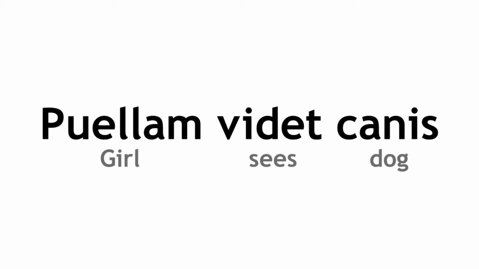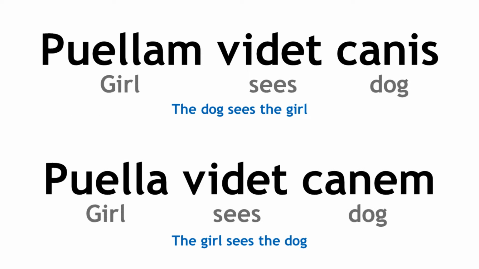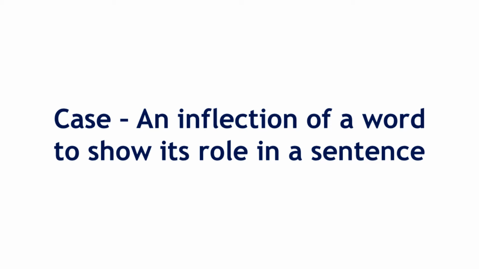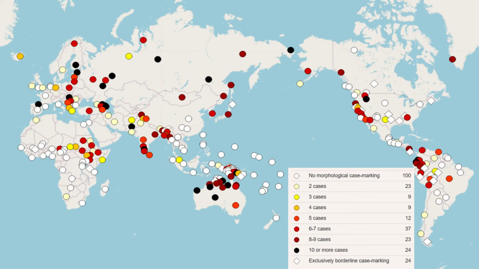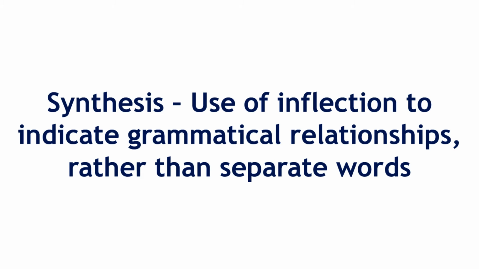How? Well, let's look at the sentence with the opposite meaning. Notice how the endings of the nouns change. This is a feature of Latin and many other languages called case. Cases are used to show the function of nouns, pronouns, or related words in relation to the verb. They're found in many languages across the world and are generally associated with synthetic languages.